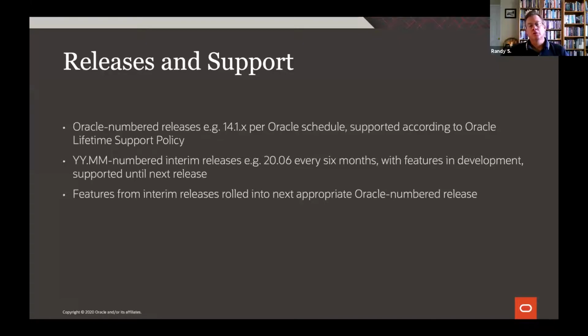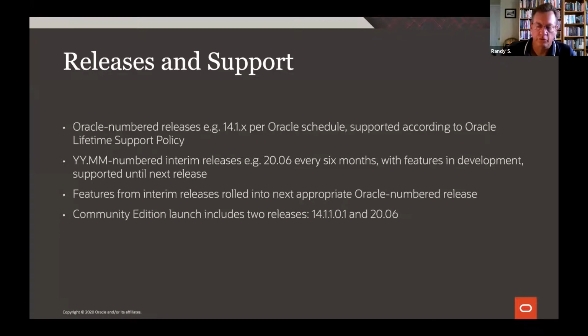And one of the main reasons we're doing this is to get new features into users' hands faster. With a 6-month interim release schedule, we can get functionality out there faster than we could on the Oracle numbered release schedule. And of course, features that go into interim releases will be rolled into the next appropriate Oracle numbered release. So as I already mentioned, at the Community Edition launch, we released 14.1.1.01, the first patch to 14.1.1, and we released 20.06 with new stuff in it.